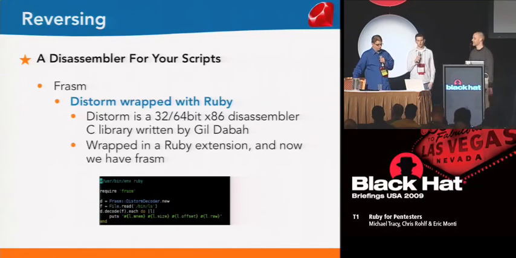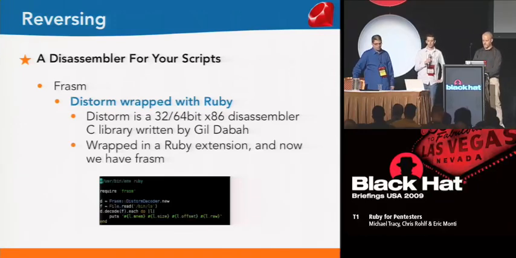So this brings us to Frasm. There's this C library out there called Distorm, which was written by a guy named Gil Dabah. Basically, it's an x86 32-bit and 64-bit disassembly library. It comes with a Python extension. We don't code in Python, we code in Ruby. So we naturally wrote a Ruby extension called Frasm.